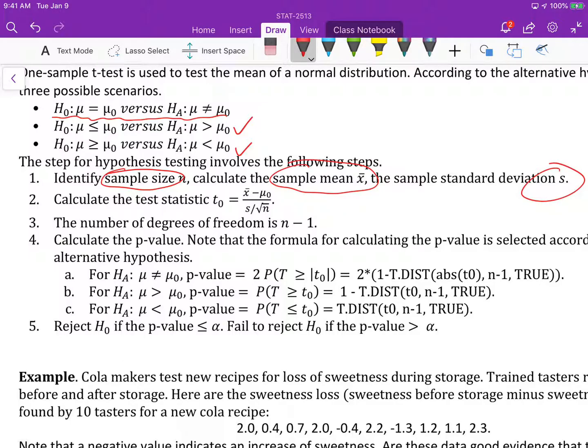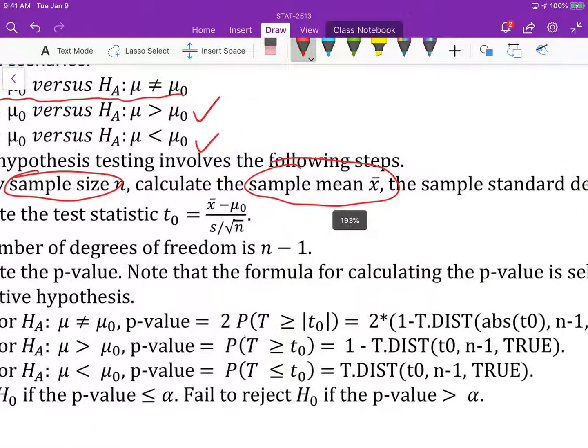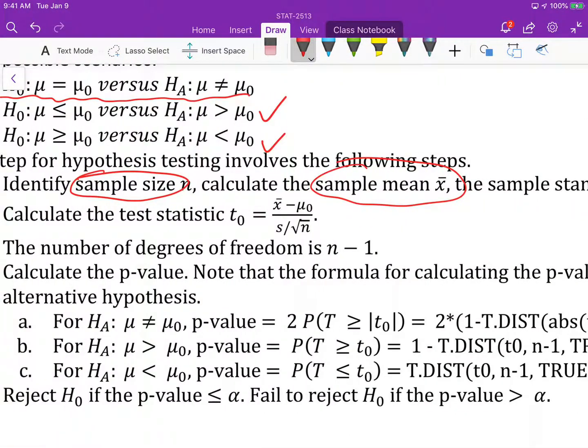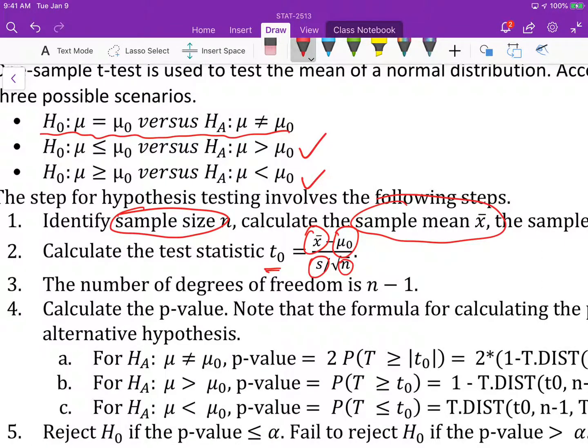No matter which hypothesis you want to test, the way to calculate the test statistic is the same. So basically, this one, t0. You can see this x bar is the sample mean, this s is the sample standard deviation, this n is the sample size, and this mu zero is here. So basically, it is whatever you want to test in your hypothesis.